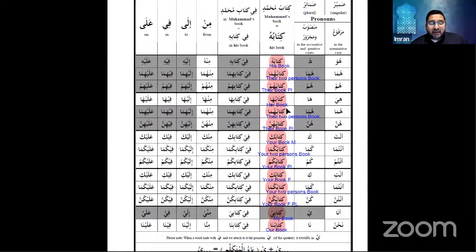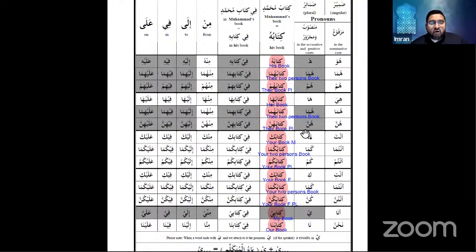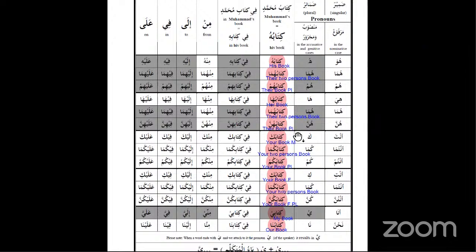Then you have ha, here is she, ha means her. So kitabuha means her book. And kitabuhuma means their two persons' book, two female, two individuals. Then add hunna: kitabuhunna means their book, all females.